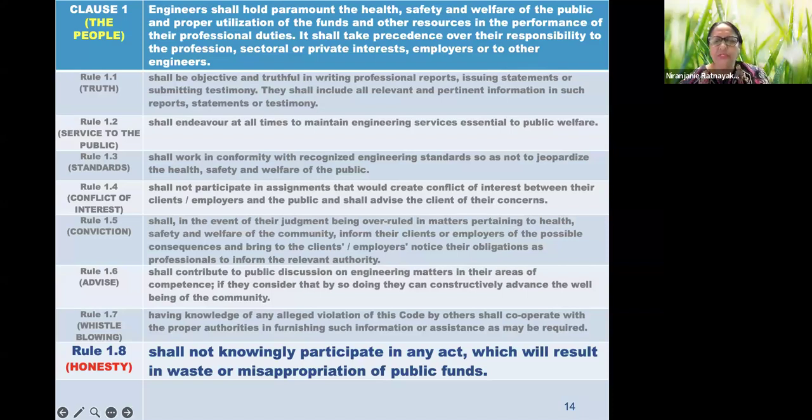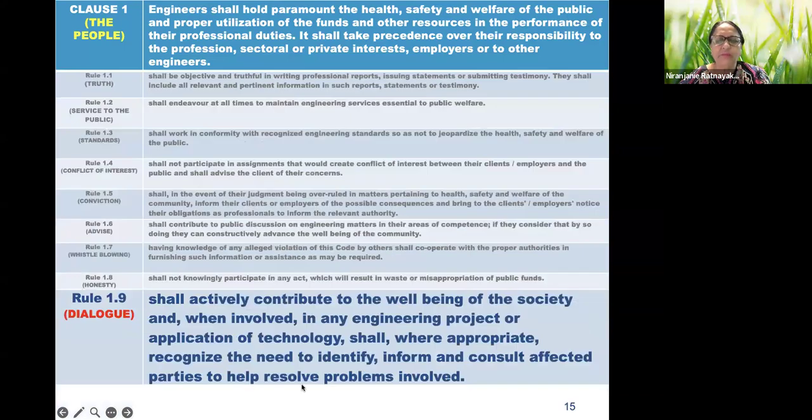Application of technology shall, where appropriate, recognize the need to identify, inform, and consult affected parties to help resolve problems involved, right? So this means that there should be a dialogue. You should not just do your design, go and plant it there. There should be discussion, there should be dialogue between the users and the stakeholders, so that the final product is something that's useful, that's usable, right?